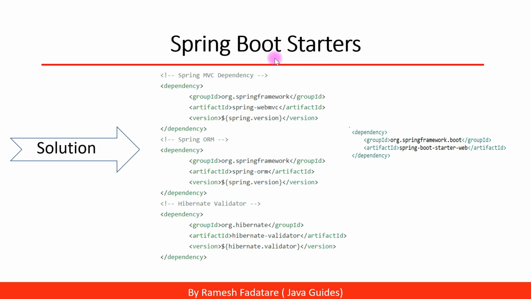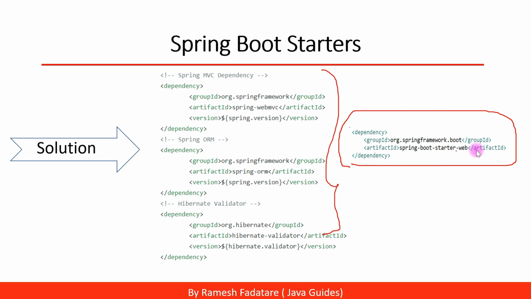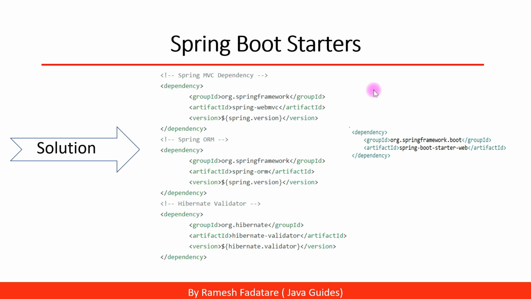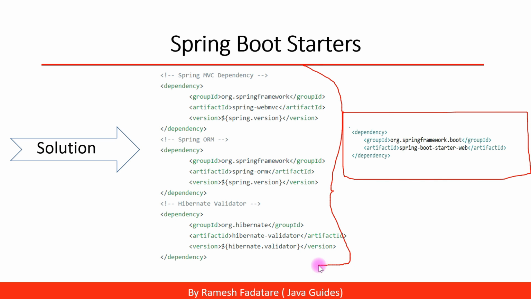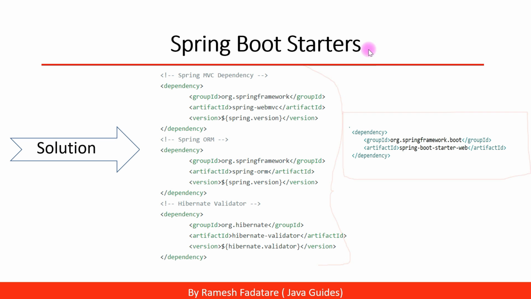Alright, so Spring Boot starters are a set of convenient dependencies that we can include in our application. For example, this is the Spring Boot starter dependency, that is the spring-boot-starter-web dependency. Whenever we want to develop a Spring MVC application or a Spring REST API application, we need to add only this dependency. We don't have to add all these dependencies. Okay, so this is the problem that Spring Boot starters solve.